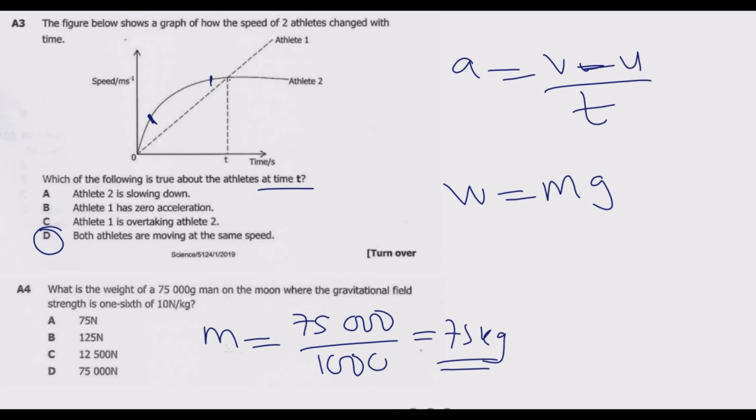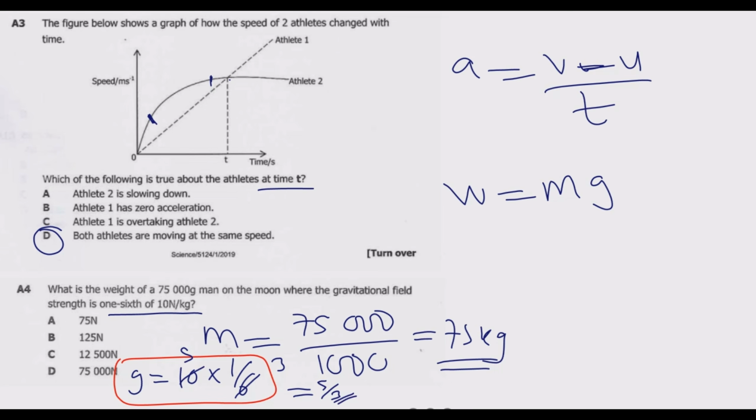Then remember, we are told that the gravitational field on the moon is 1/6 of the 10. What it means is gravity will be 10 on Earth multiplied by 1/6. We simplify that: 2 into 6 is 3, then 2 into 10 is 5, so we end up with 5 over 3 as our gravity.